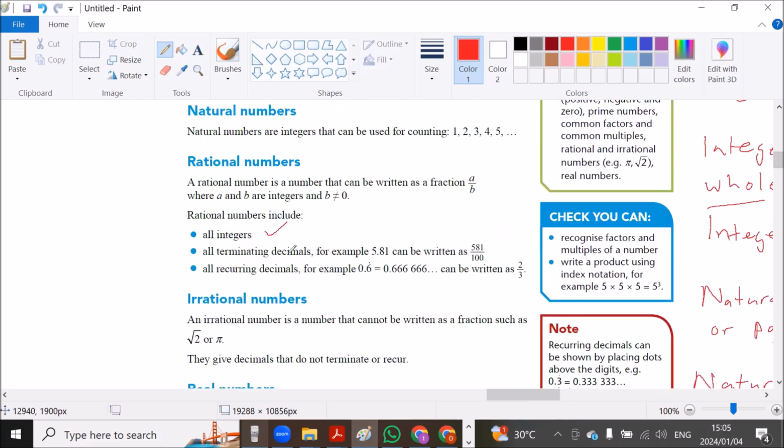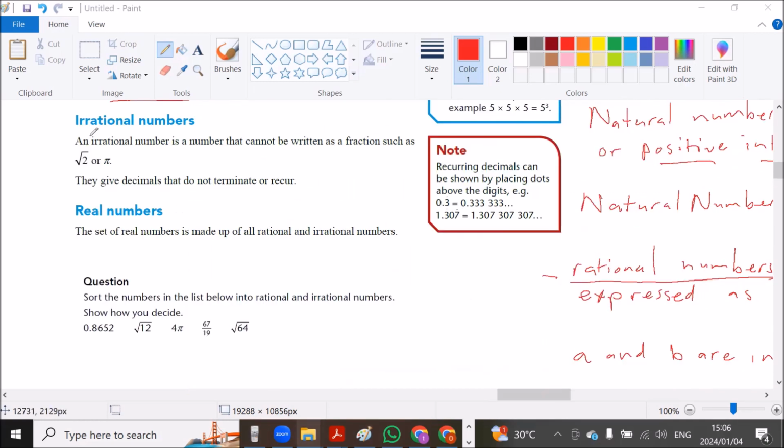So all integers are rational. Integers include also natural numbers. All terminating decimals, 5.81, can be written as 581 over 100. So they are rational. All recurring decimals, for example, 0.6 recurring can be written as 2/3. So they are rational. Now we go to irrational numbers, the opposite of rational numbers.